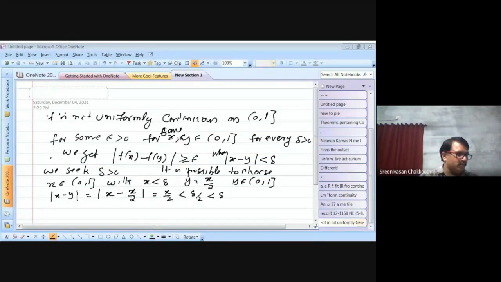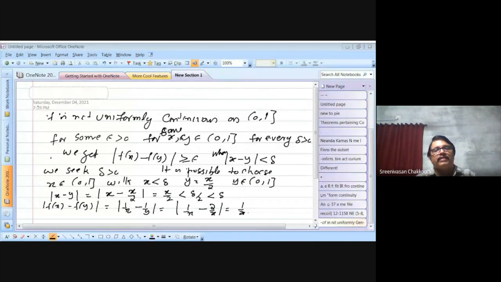Now let us see what is mod f of x minus f of y. Modulus of f of x minus f of y equal to modulus of 1 by x minus 1 by y equal to modulus of 1 by x. Now 1 by y, y is x by 2. So 1 by y is 2 by x, which is equal to 1 by x. Now where is x? X belongs to semi-closed interval 0, 1. That means x is less than or equal to 1, right? X is positive, but less than or equal to 1. So this is greater than or equal to 1.